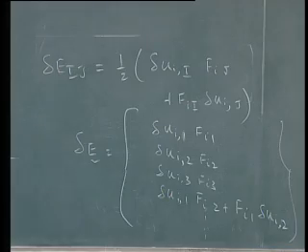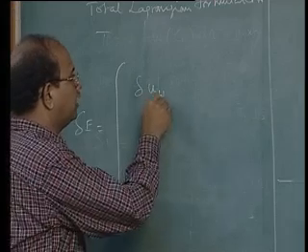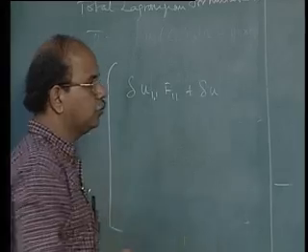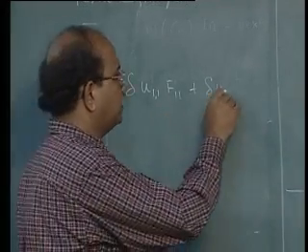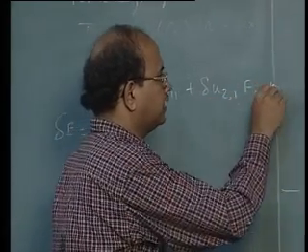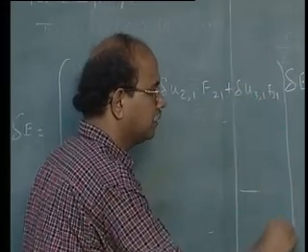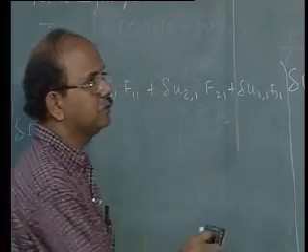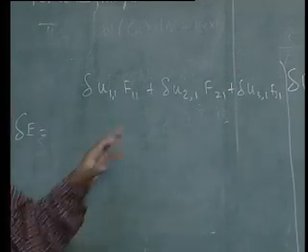First, only the first term: δu_1,1 F_11 plus δu_2,1 F_21 plus δu_3,1 F_31. Right? That's the first term. We have it like that. I'll just remove all this. We're just looking at only the first term.